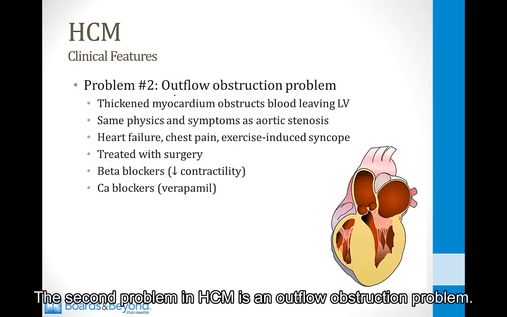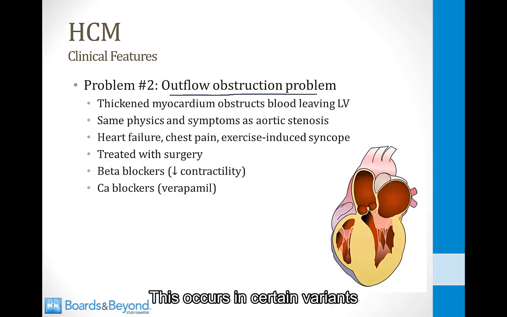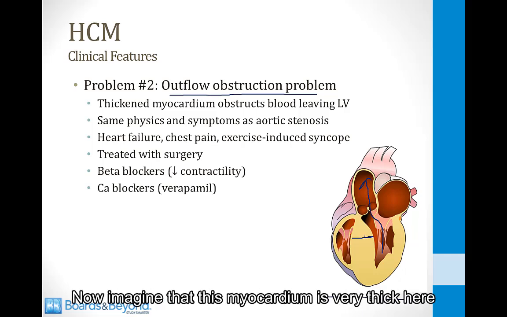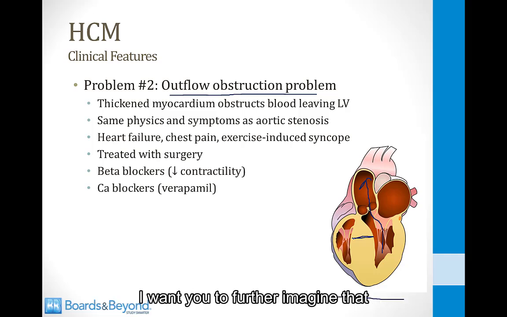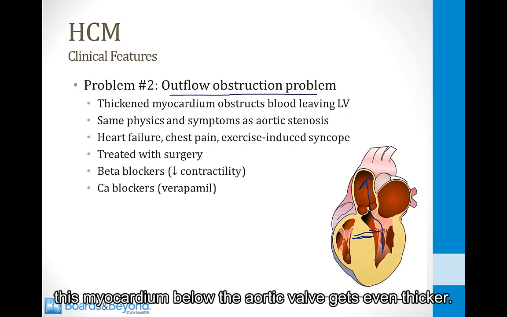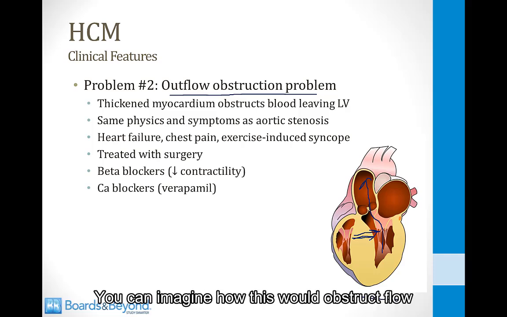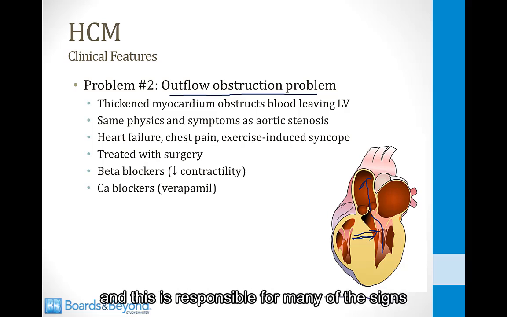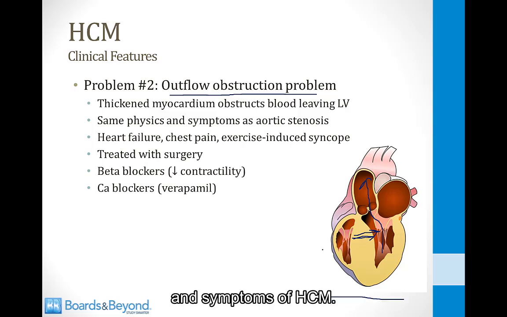The second problem in HCM is an outflow obstruction problem. This occurs in certain variants of hypertrophic cardiomyopathy where the outflow of the left ventricle is obstructed by thick myocardium. If you look at this picture at the bottom right side of the screen, I want you to imagine blood trying to leave the left ventricle and go through the aortic valve into the aorta. Now imagine that this myocardium is very thick here right below the aortic valve. I want you to further imagine that as the ventricle contracts, this myocardium below the aortic valve gets even thicker. You can imagine how this would obstruct flow out of the left ventricle, and this is called LVOT obstruction, or left ventricular outflow tract obstruction, and this is responsible for many of the signs and symptoms of HCM.